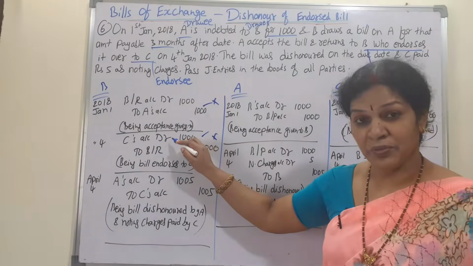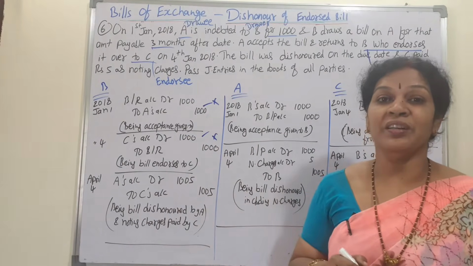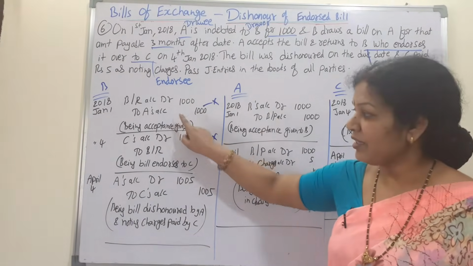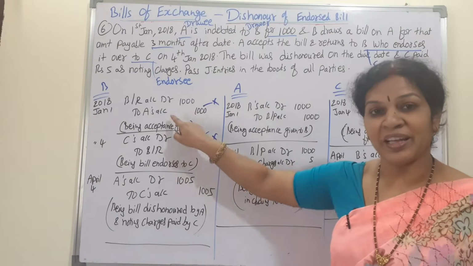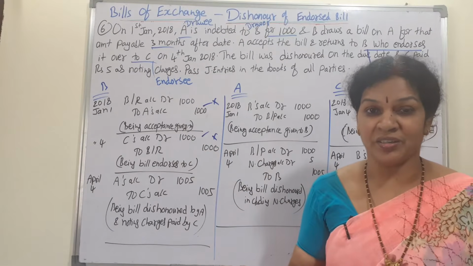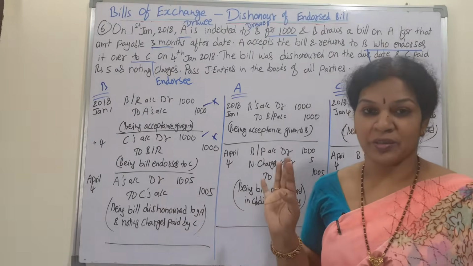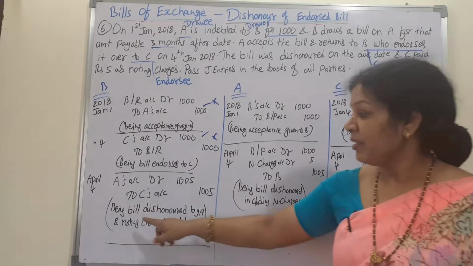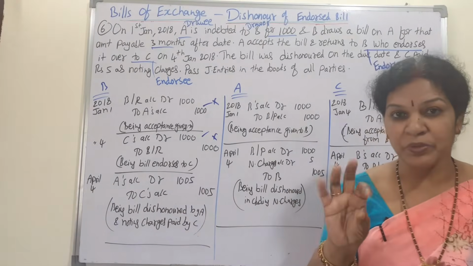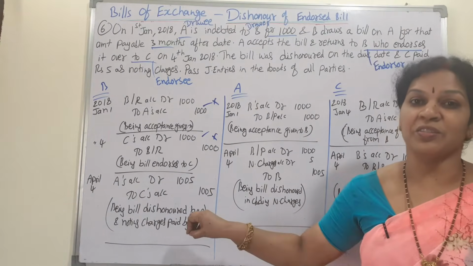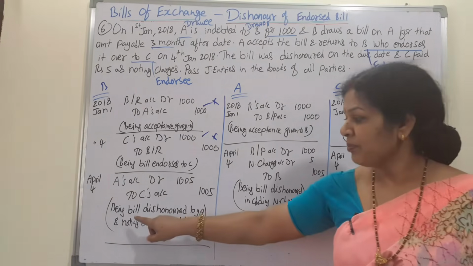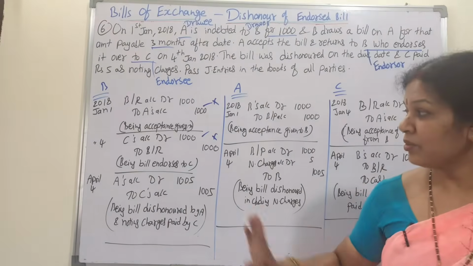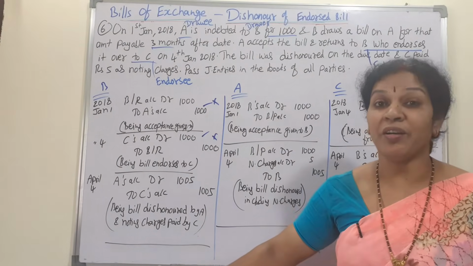For cancellation of C, we are taking C on the credit side. So A will be on the debit side, C will be on the credit side. Both we are cancelling because it is dishonored. So A's account debit to C's account. Are you getting it? The amount here is 1000 plus 5 rupees noting charges, with noting charges it is dishonored, so 1005 we will write. Being bill dishonored by A and noting charges paid by C. So this is in the books of A, the drawer.